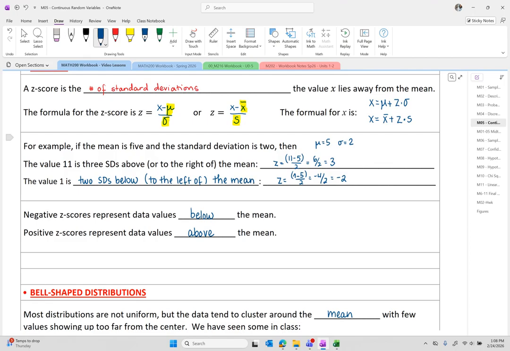So, if we are greater than the mean, then x minus the mean will be a positive quantity and we will have a positive z-score. If we are below the mean, then we have a smaller value than the mean. X minus the mean in the numerator will be negative and we will end up with a negative z-score.